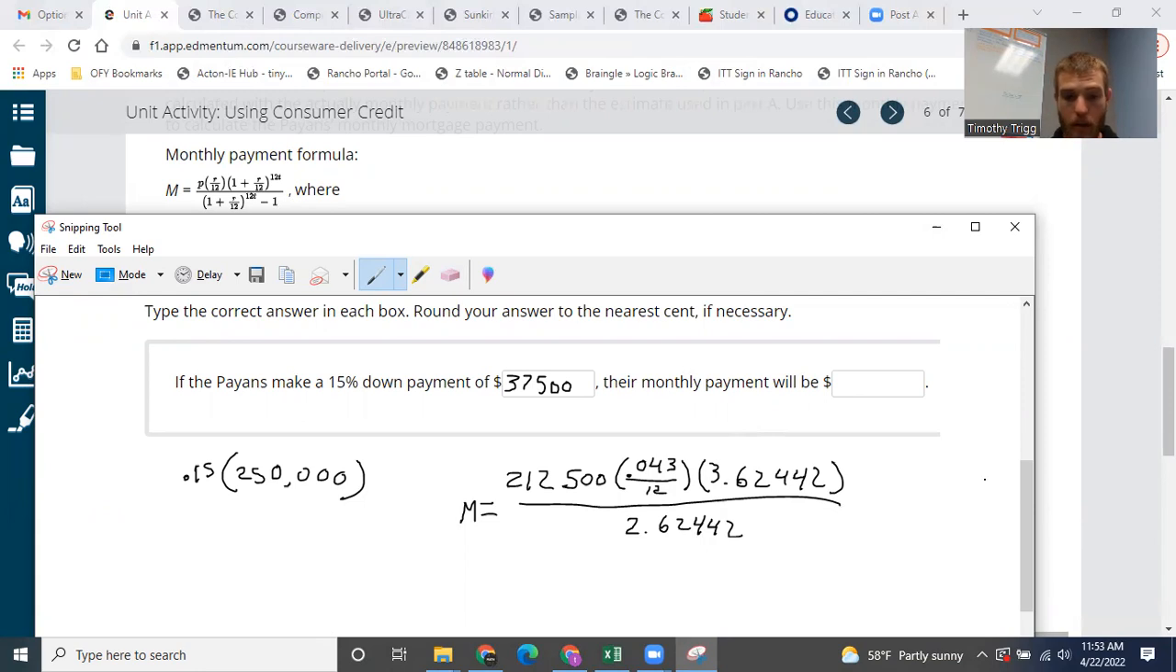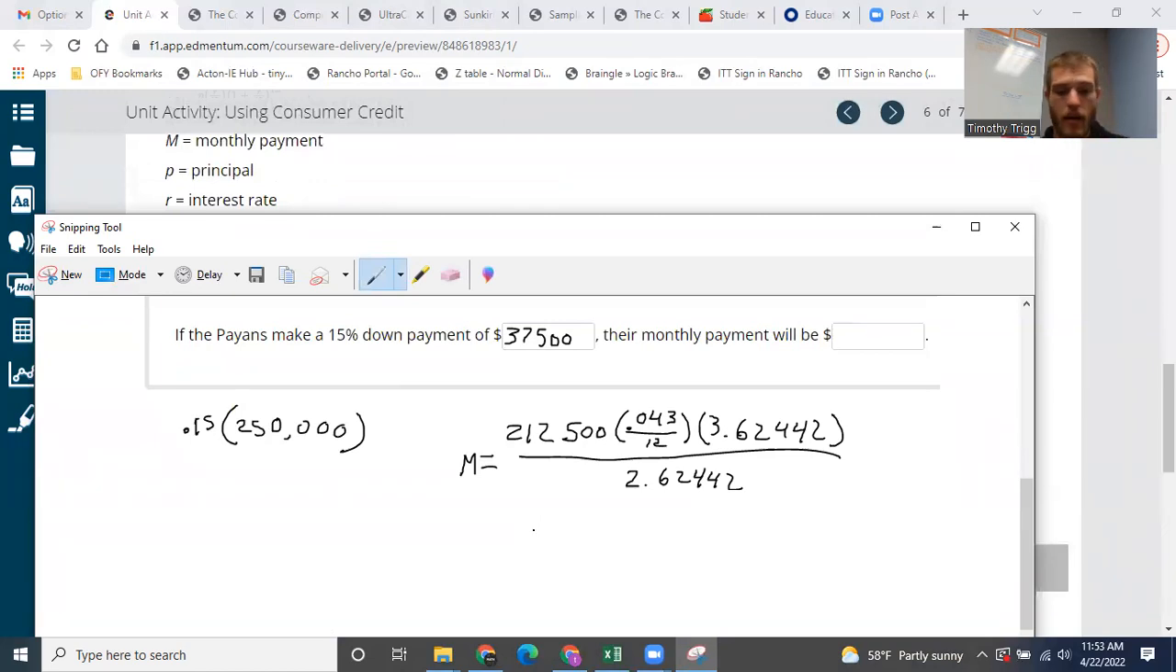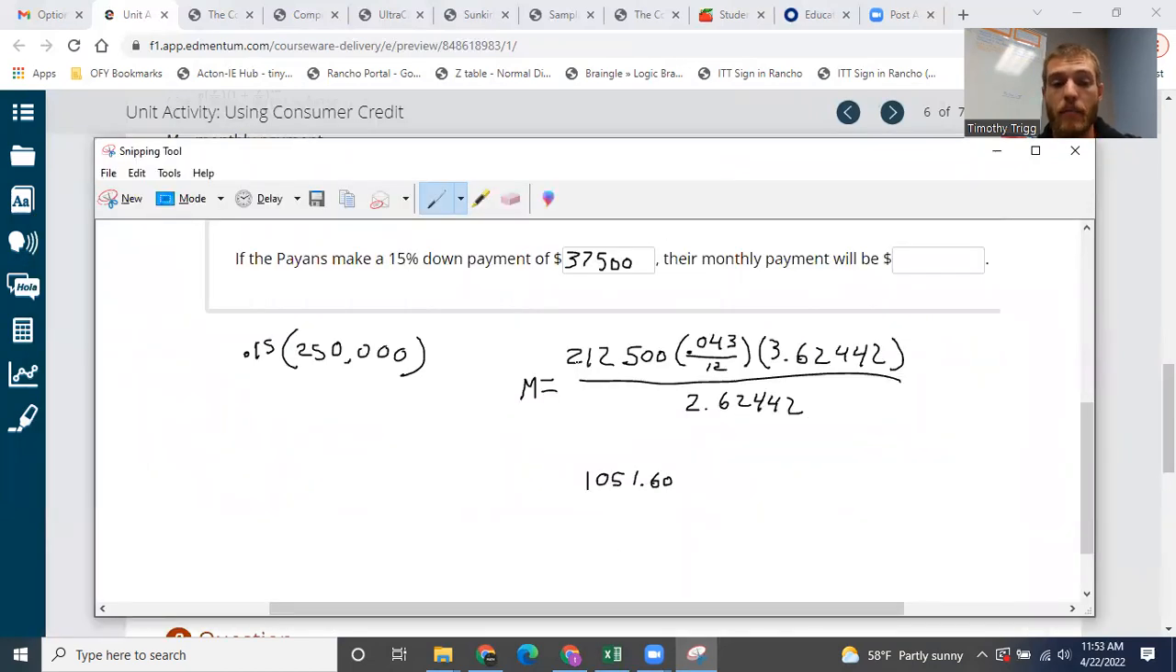So the numerator is going to be times 0.043 over 12, times 3.62442, then divided by 2.62442. So that gives us a monthly payment of, let me make sure they got the same answer as me. Yeah, same answer. Okay. So that gives me a monthly payment of $1,051.60. Okay, so you can see their monthly payment came down quite a bit because they did this down payment. So their loan is smaller, which means their monthly payment is going to be smaller as well.